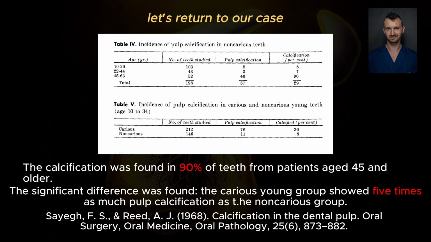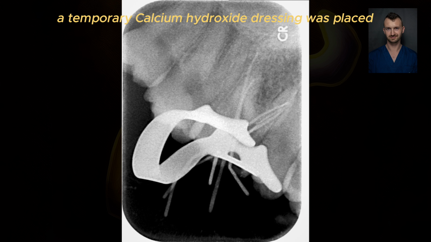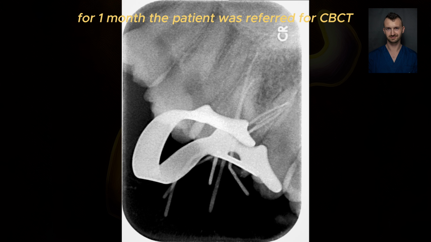Let's return to our case. A radiolucent area was observed in the middle third of the mesiobuccal root on the radiograph with gutta-percha, which could indicate resorption. I was also concerned by the unusual direction of the gutta-percha, which did not follow the natural curvature of the canal. Given these findings, a temporary calcium hydroxide dressing was placed for 1 month. The patient was referred for CBCT to further refine the diagnosis.